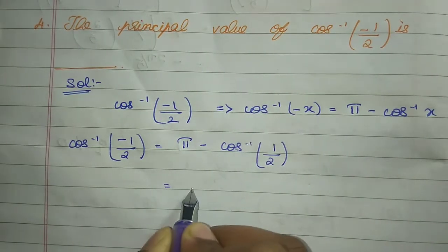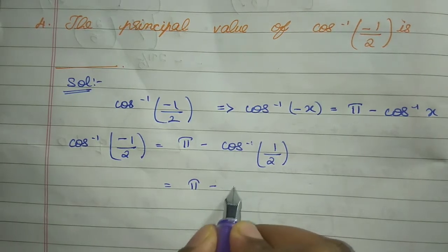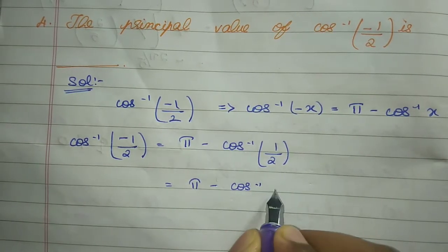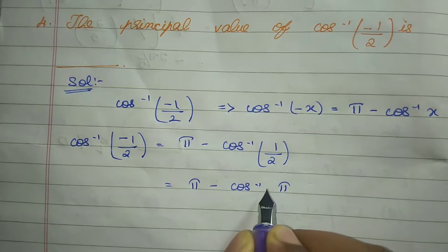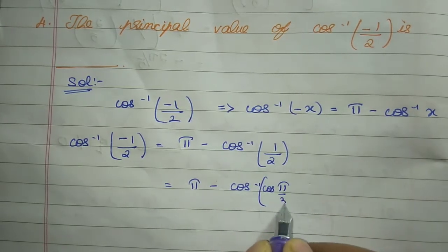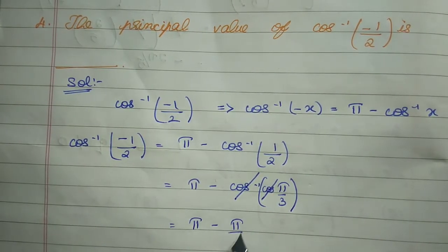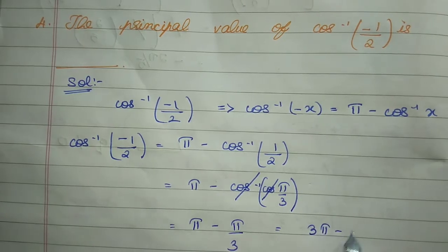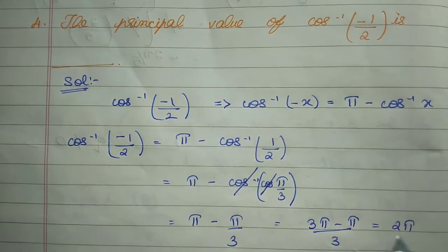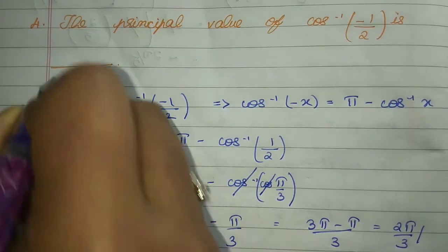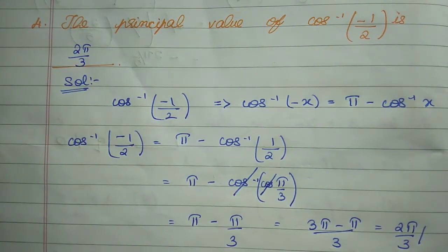That's it. So pi minus cos inverse of 1 by 2. Cos is 1 by 2 at pi by 3, so we will be writing cos inverse of cos pi by 3. Cos and cos inverse will get cancelled. So I will have pi minus pi by 3, so 3 pi minus pi by 3, which is equal to 2 pi by 3. This is your answer.